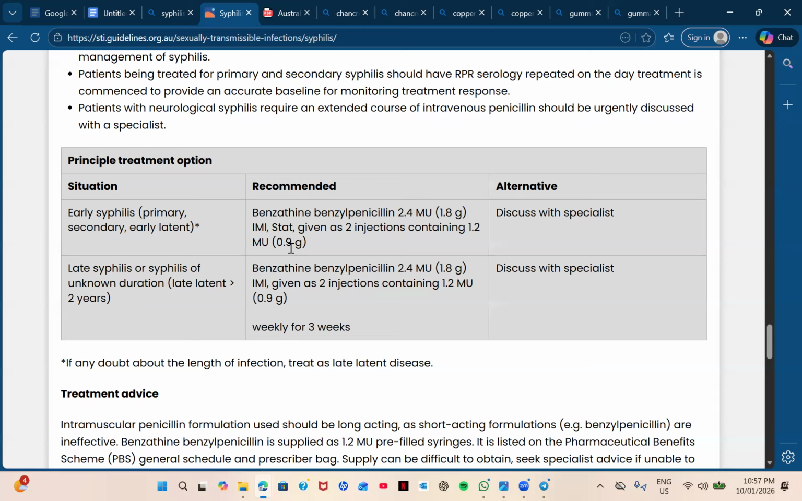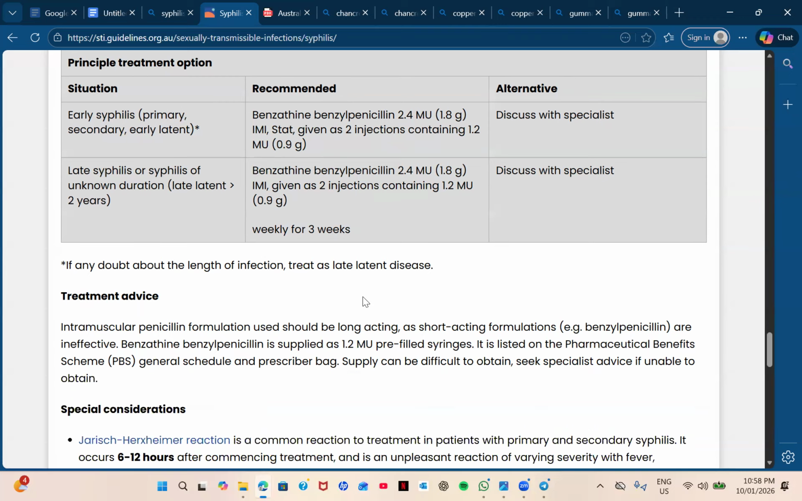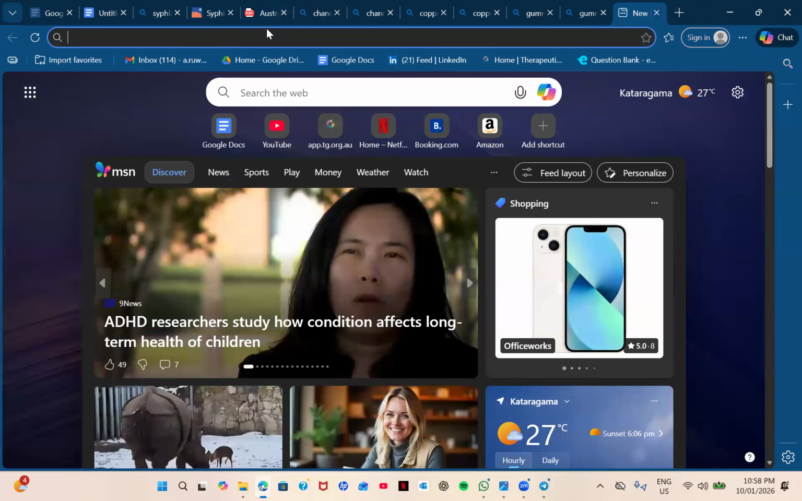I'm checking the therapeutic guideline as well, on my iPad, to check whether these are all the same. Yeah, same. We have to give 2.4 million units intramuscularly as a stat dose, a single dose. Okay, for alternatives, discuss with a specialist, and then late syphilis. And in the therapeutic guideline, doctor, they have mentioned, 1 minute, I'll show, they have mentioned it as a second line option.